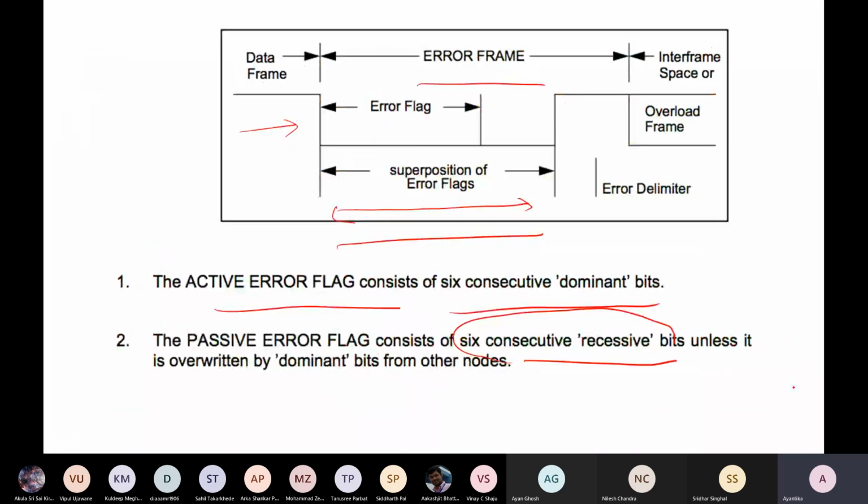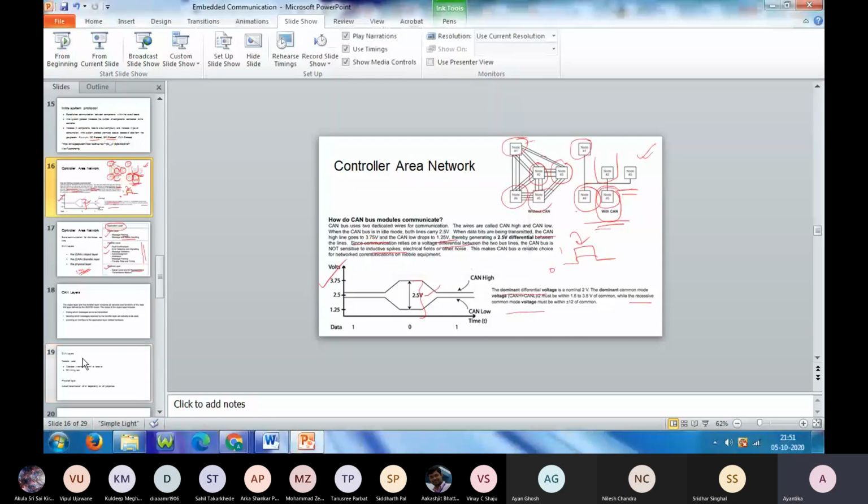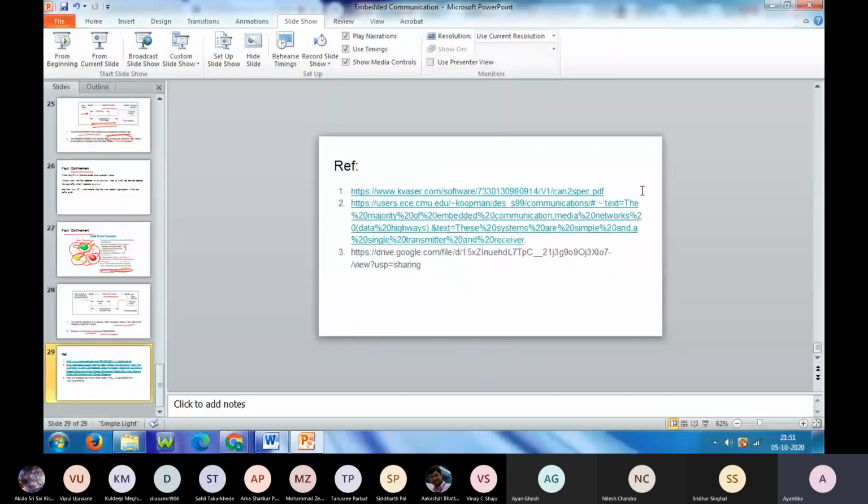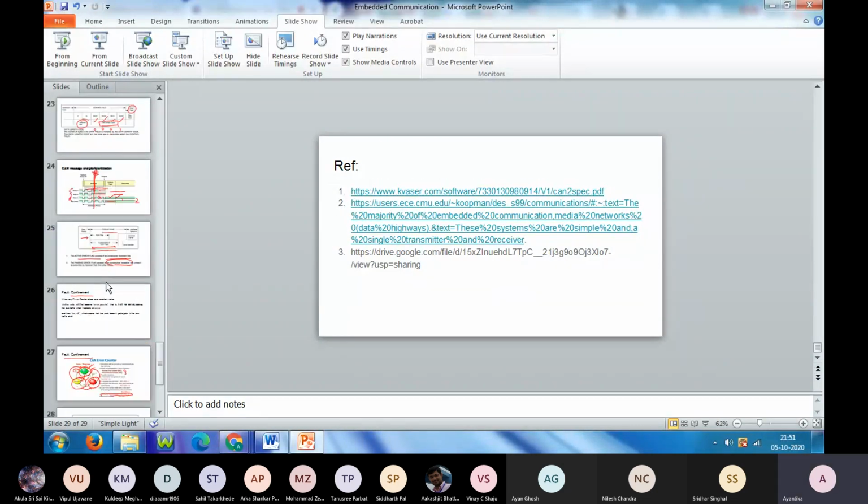You can go through the following references. Basically, I have taken this information about CAN from the Bosch specification, and there are also some other materials in the drive link. You can check. So this is a very basic idea about CAN.